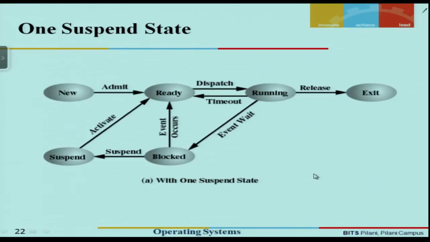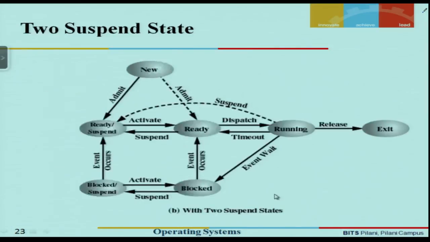So to overcome this, we create a model which is going to be a 7-state model. The suspended state in the previous diagram is now divided into two states. We call one blocked suspended, that is, a process which is in blocked state waiting for a service and not in memory, and then we create another state, ready suspended.